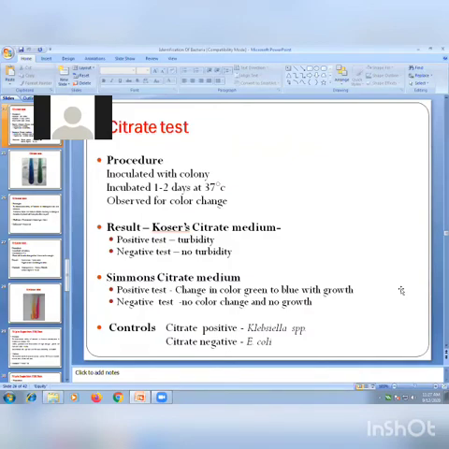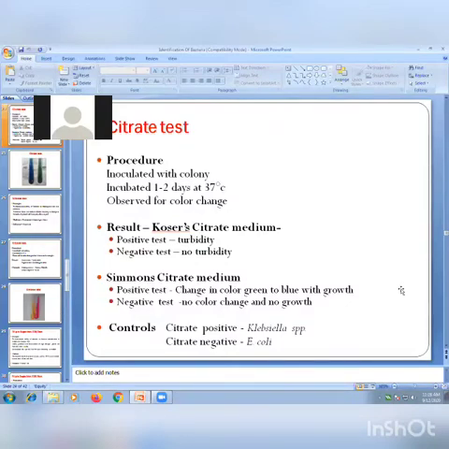Procedure: inoculate with the colony, incubate for 1 to 2 days at 37, observe for the color change. Results: in Koser's citrate medium, positivity is checked by turbidity. If you observe turbidity, definitely growth is there, which means it utilizes citrate as a source of carbon. Absence of turbidity indicates a negative test. But instead of that, now we are using Simmons citrate medium. In Simmons citrate medium, a positive test is a change in color from green to blue with growth.